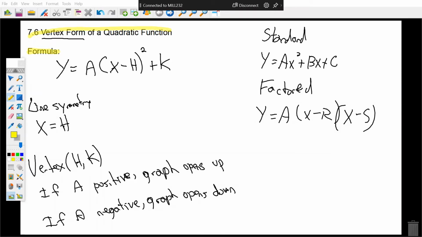When you are dealing with the vertex form, two important things. The vertex, the reason it's called the vertex form, the vertex is h and k. So the value of h and the value of k are very important as they tell you what the vertex is. Obviously, h is also the line of symmetry as well. And the a remains the same as it has in previous formulas. If a is positive, the graph opens up, and if a is negative, the graph opens down. So let's take a look at how this formula works in practice here.